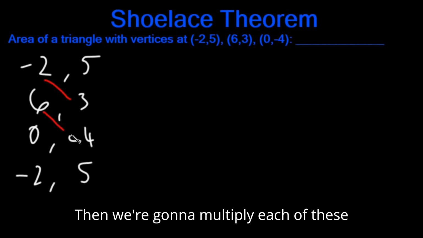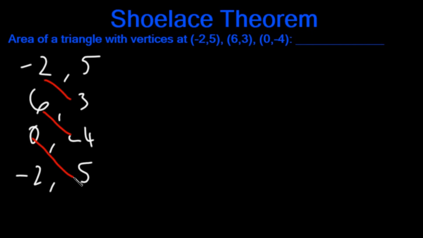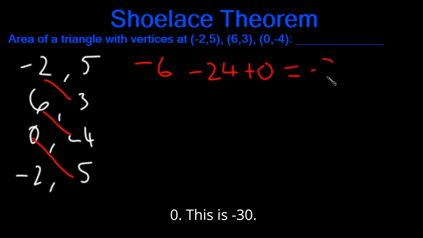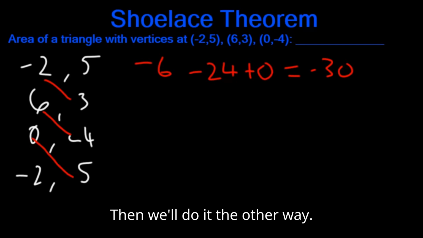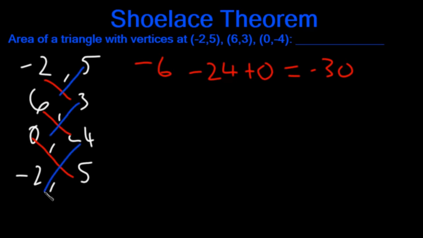Then we're going to multiply each of these pairs. -2 times -3 is -6. 6 times -4 is -24. And 0 times 5 is 0. So this is -30. Then we'll do it the other way. 6 times 5 is 30, plus 0, plus 8. This is 38.